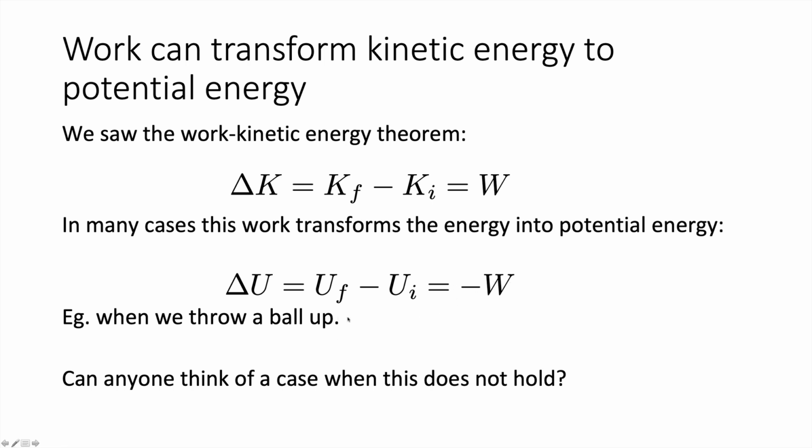So for example, when we throw a ball up, its kinetic energy is changing and its potential energy is changing. So the negative of the work done on it is the energy stored as the potential energy.